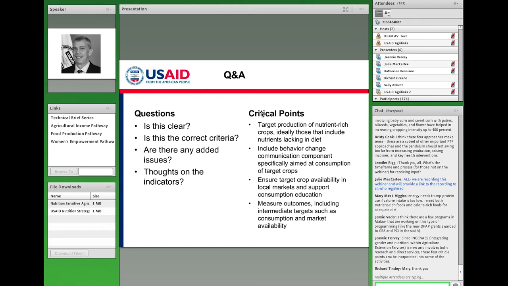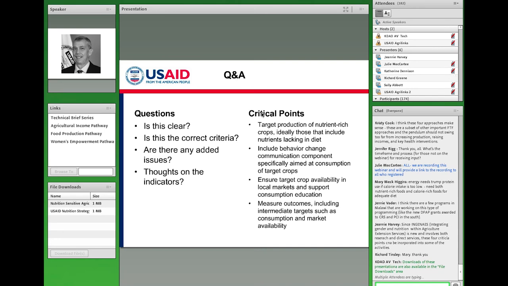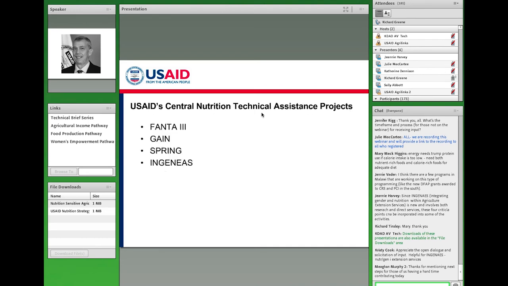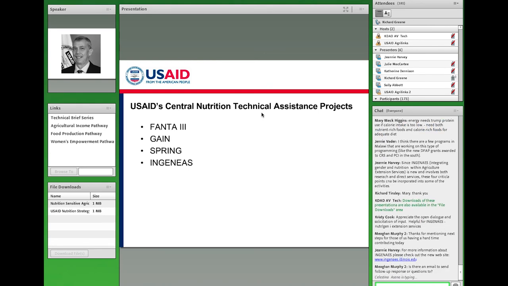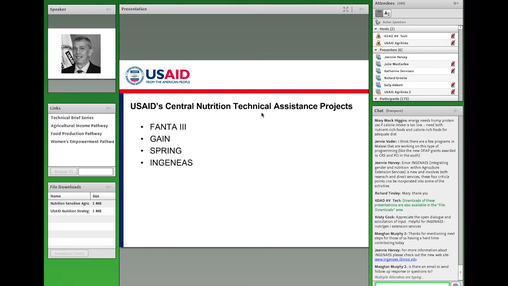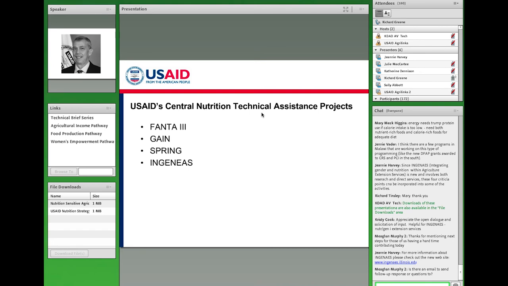So now, just as a closing, we are going to have very brief descriptions of several of our programs where our missions, and this part is primarily for our missions, can access some technical assistance related to nutrition-sensitive agriculture. They're going to be brief, and these are really aimed towards our mission folks who would be able to benefit, if they feel they need it, of these 4 programs. So we're going to turn this over to very brief descriptions of these. And again, thanking everybody who has given us comments on our 4 critical proposed actions, as well as thanking people in advance for responding to our follow-up survey.